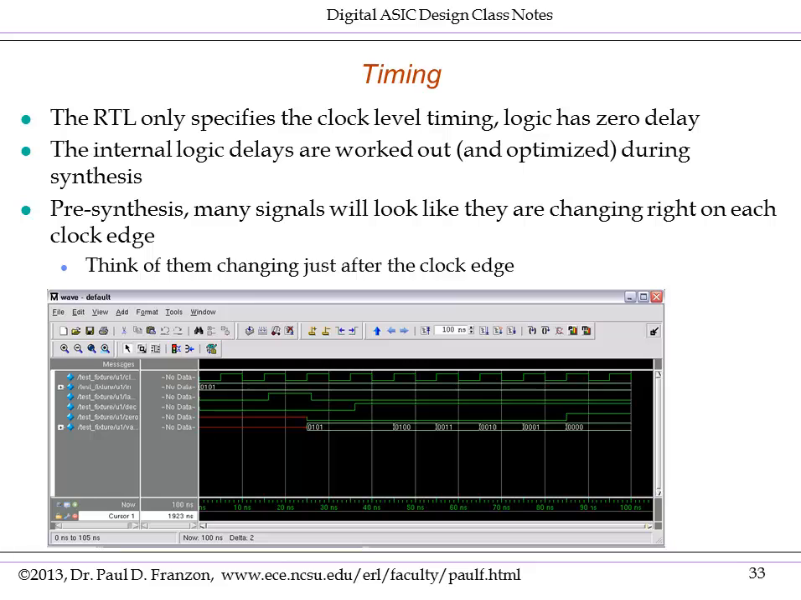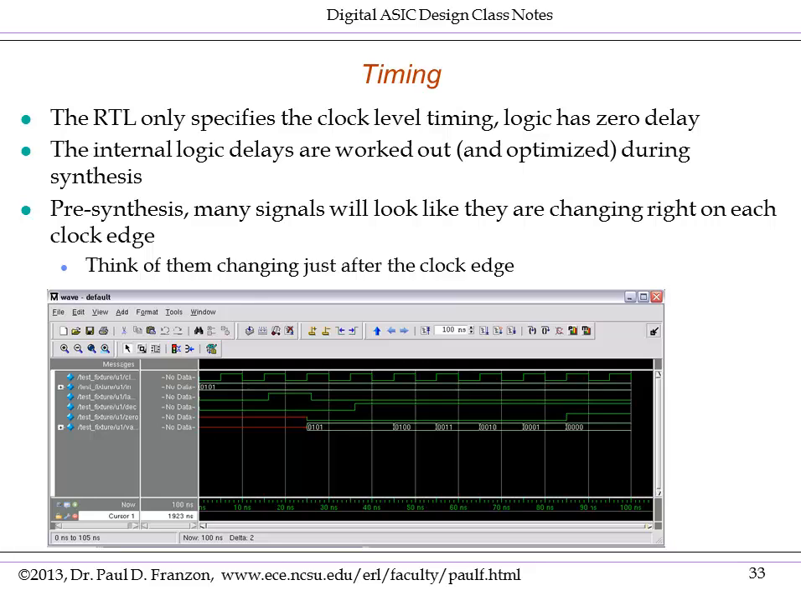So pre-synthesis, there's no such real concept of delay. Really what you're looking at is a clock level simulation, much like we did in the revision notes. Pre-synthesis, because of this, the signals will all look like they're changing right on the clock edge. Look at this example here. We have a rising clock edge here, and the outputs, which are these bottom two here, are changing right on that rising clock edge. Again, this is because of the zero delay in combinational logic.